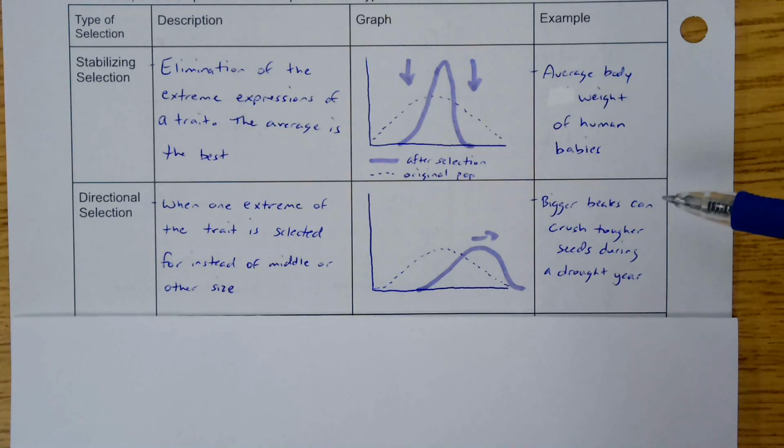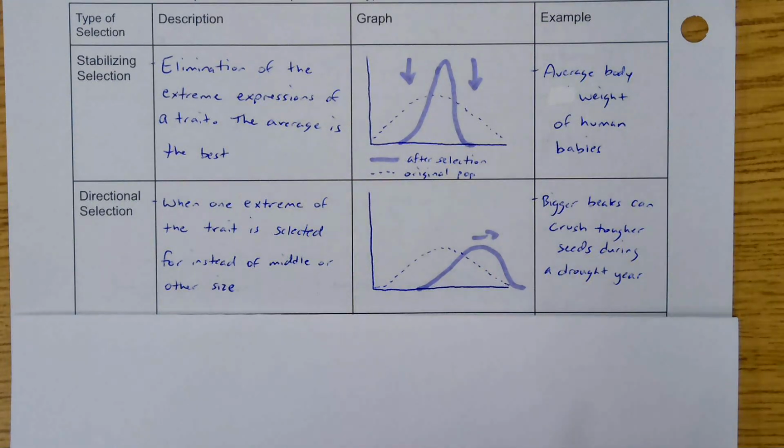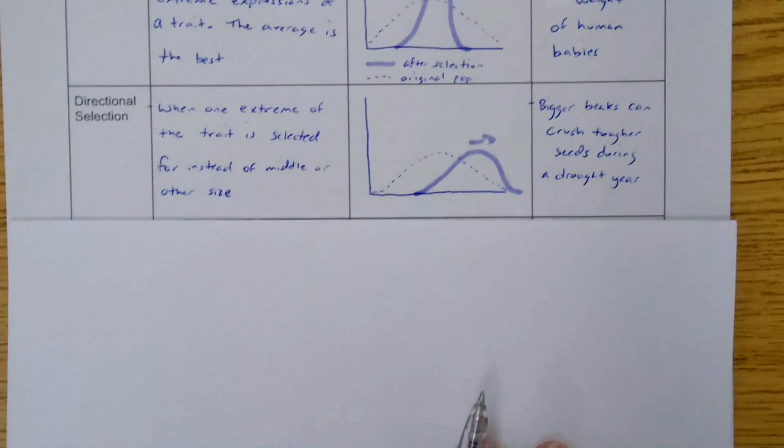The example in the book is bigger beaks can crush tougher seeds during a drought year, so you would expect to see more birds with bigger beaks survive, and their population would change over time to see more bigger beaks.